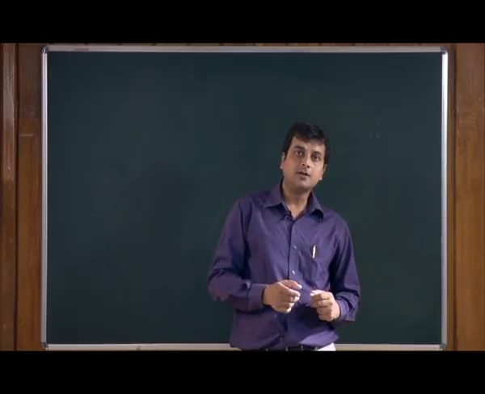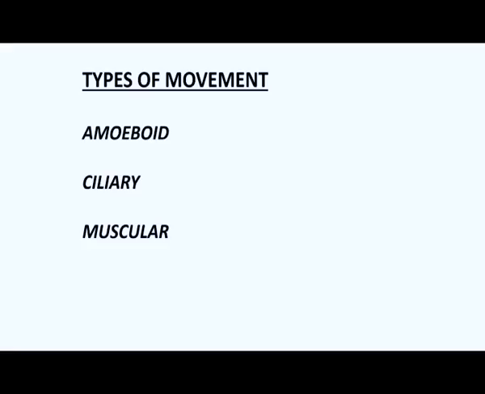Now, we will move on to the next slide, where we can see what the types of movement are. If you grossly divide the types of movement, we can nicely say that there are three types. One is called amoeboid movement, which comes from the amoeba, and that is what the amoeba does. There is another one called ciliary movement, and then we have muscular movement. We will discuss these three movements individually in detail.